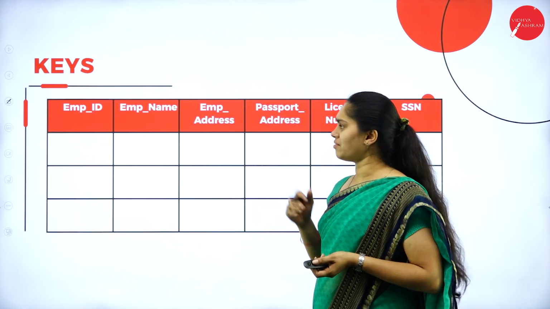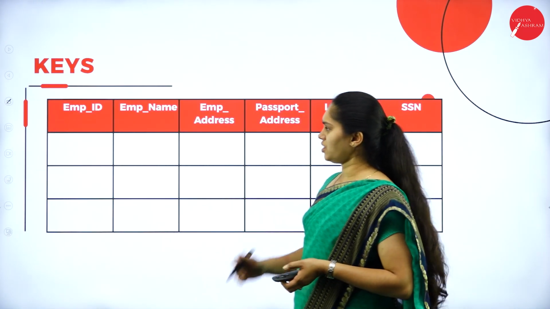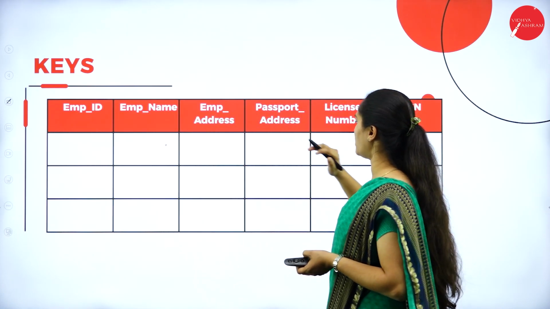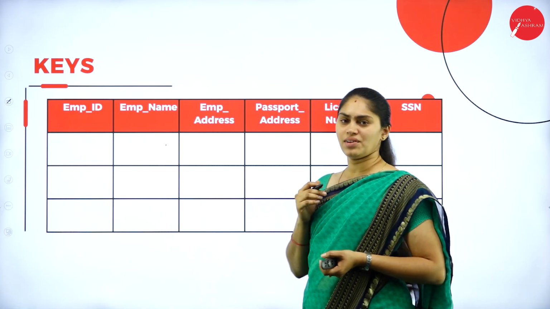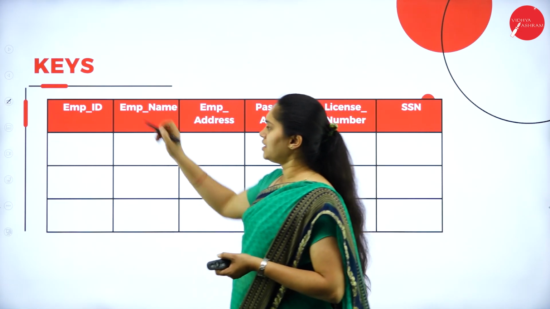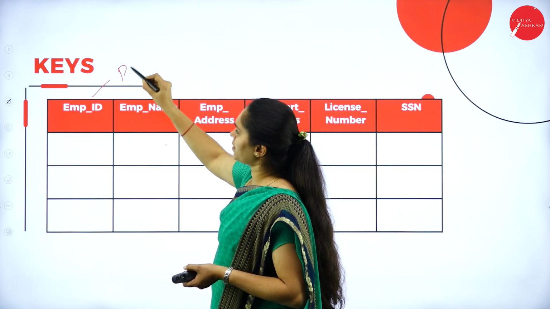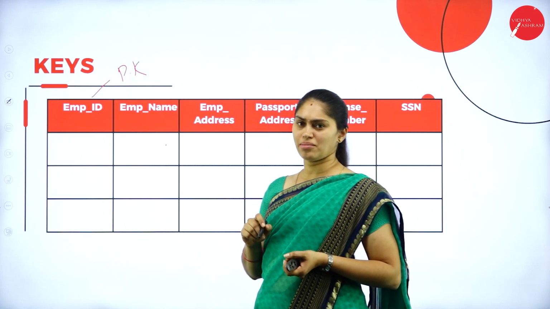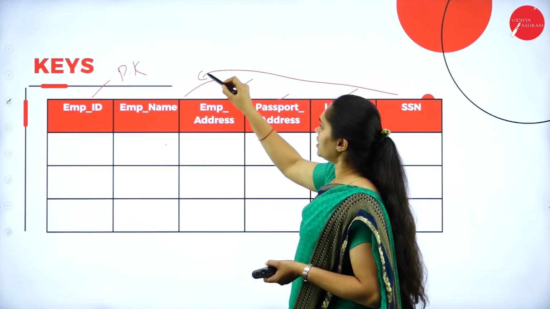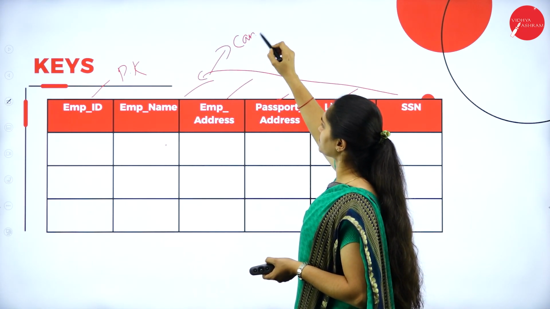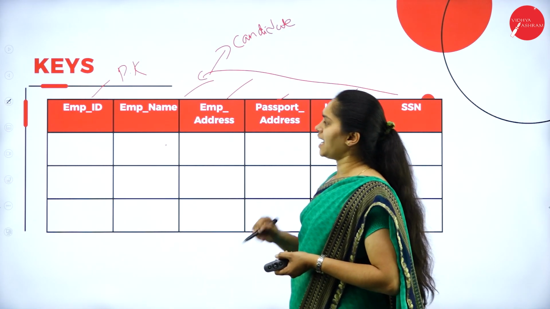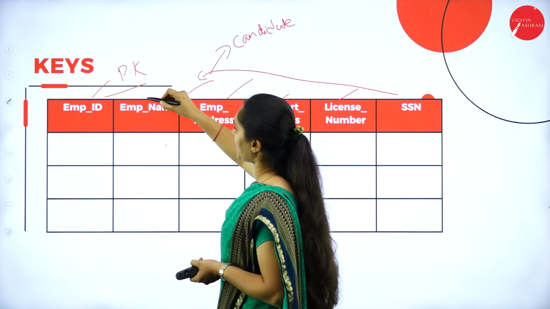Fine. Here we have an example. Just imagine we have employee ID, employee name, employee address, passport number, license number, and an SSN or social security number here. So this employee ID is what? Primary key. I call this a primary key, and all these different columns will be considered as what? Candidate keys. Okay.